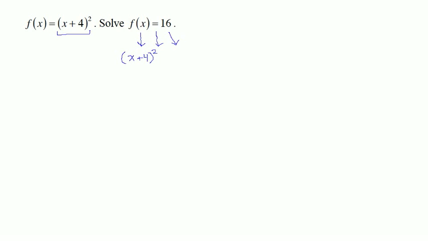The equals and the 16 will stay where they are. And now I have an equation that is in the form of a squared expression equal to a number. Applying the square root property, I can write this as x plus 4 equals the square root of 16, or x plus 4 equals minus the square root of 16.